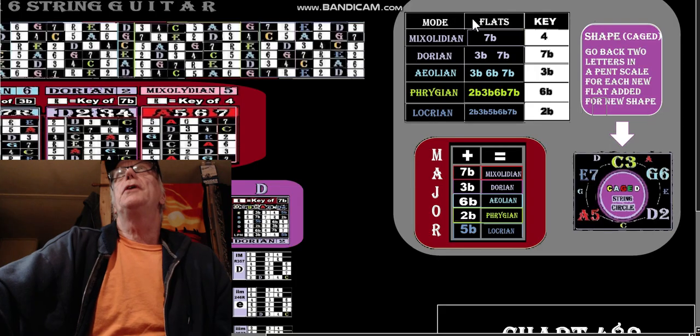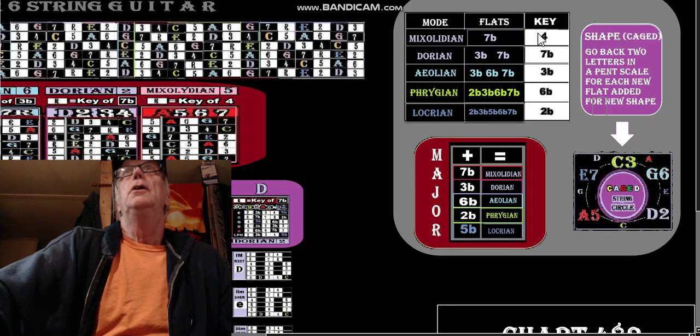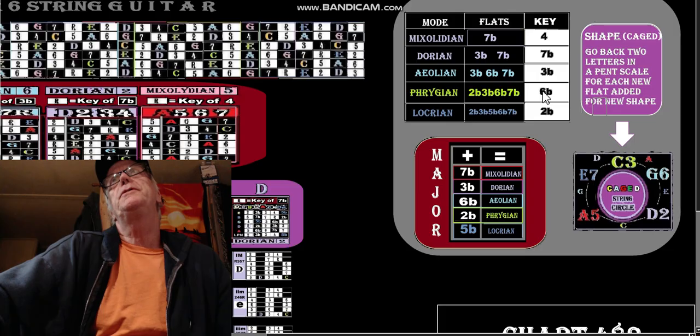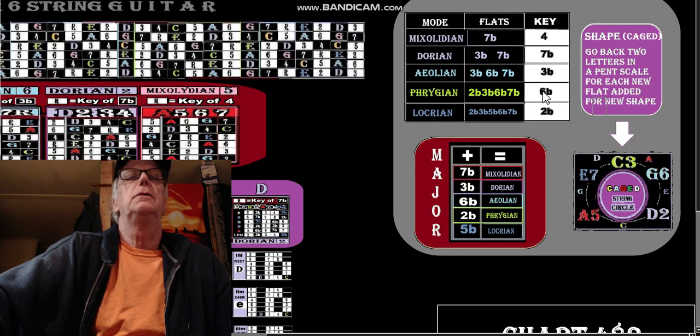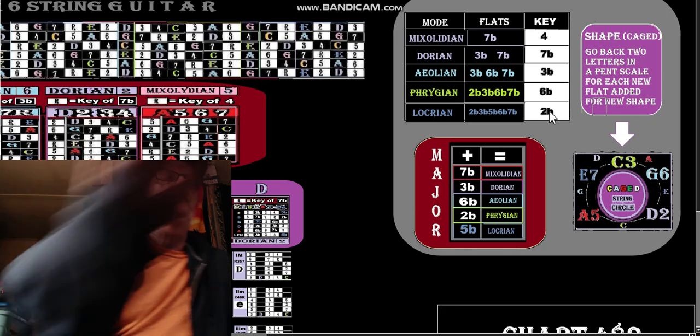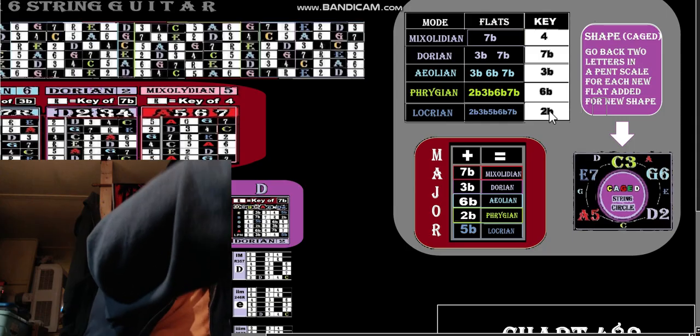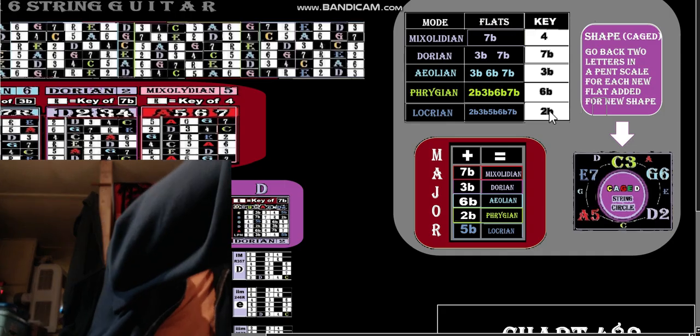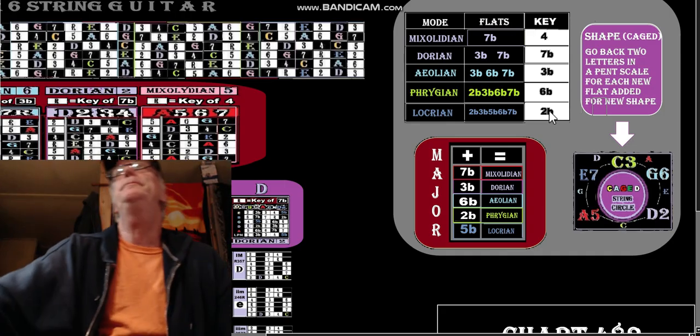So say we start in the key of C. 4 would be the key of F. What would 7 flat be? The key of B flat. What would 6 flat be? The key of A flat. What would 3 flat be? Key of E flat. 2 flat would be the key of D flat. 1, 2, 3, 4, 5 flats there.